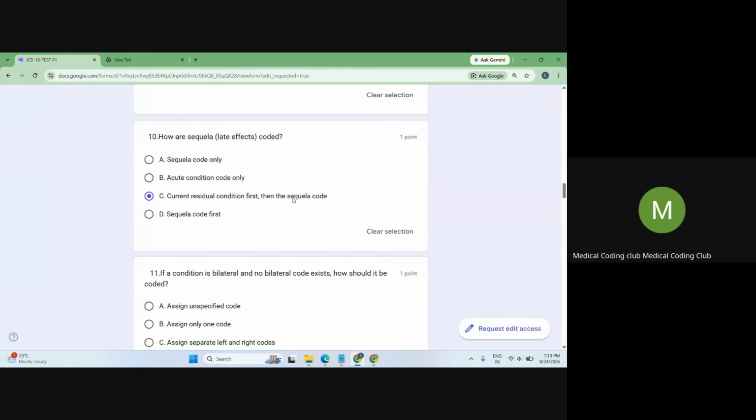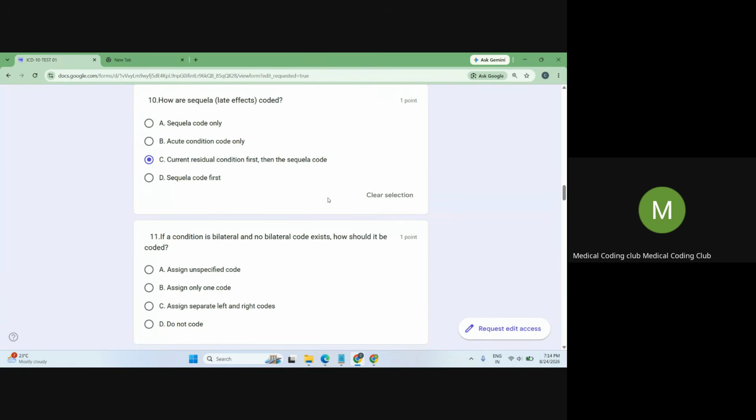In the same way, another example we discussed is deviated septum due to nasal fracture. Five years ago, the patient suffered a nasal fracture. Now he came to take treatment for a deviated septum. So which one will come first? The deviated septum. Correct. The deviated septum will be coded as the primary diagnosis, and the nasal fracture he suffered, with the 7th character S, will be coded as the secondary diagnosis.